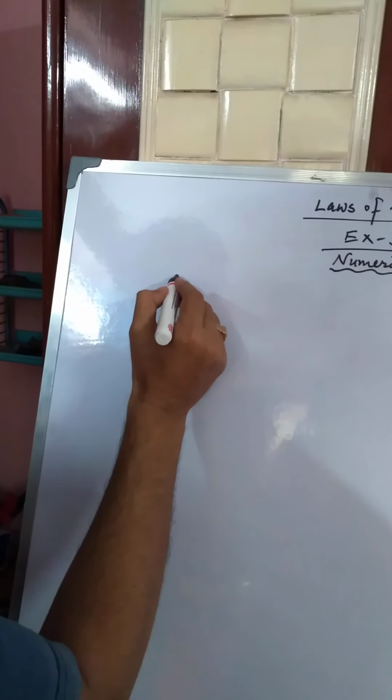Hello everybody. Today we are going to discuss the laws of motion part 7, exercise 3C, where we are going to discuss the simple numericals which are based on Newton's second law of motion. Now let me discuss the problems. First one is question number 2.